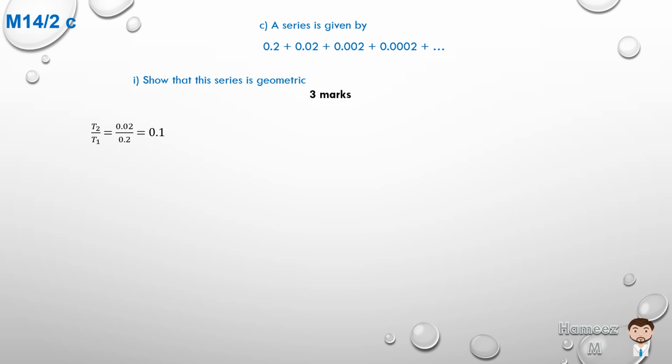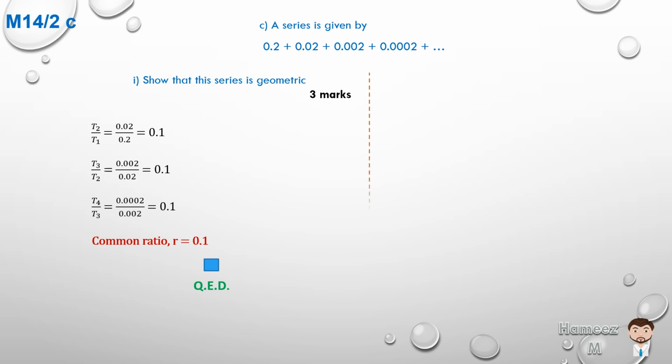That will be equal to 0.02 divided by 0.2, which is equal to 0.1. And if we try t3 divided by t2, it will give us the same value. And t4 divided by t3 gives you the same value, which is r. So r is 0.1, so it's proven as a geometric series. So we can draw a little square or write QED because we've shown the proof.